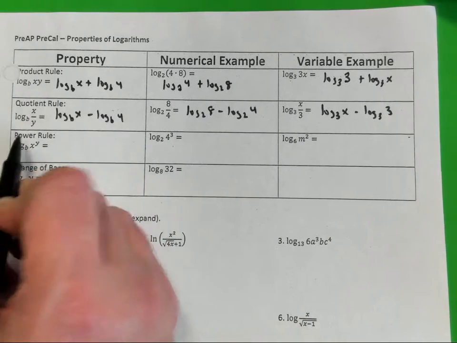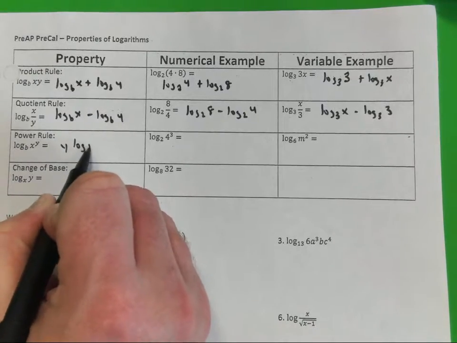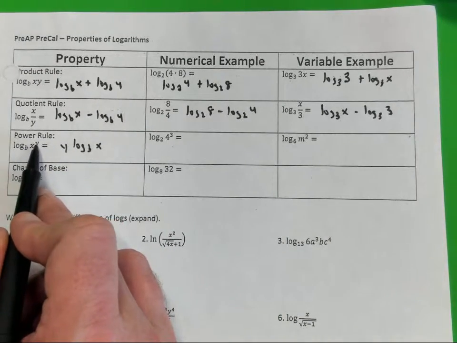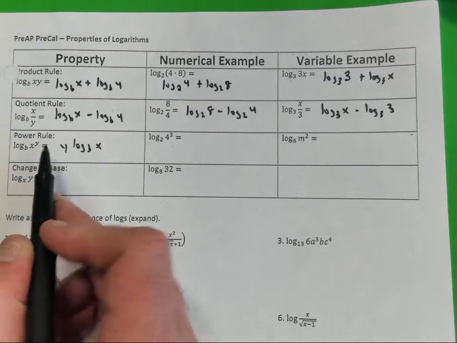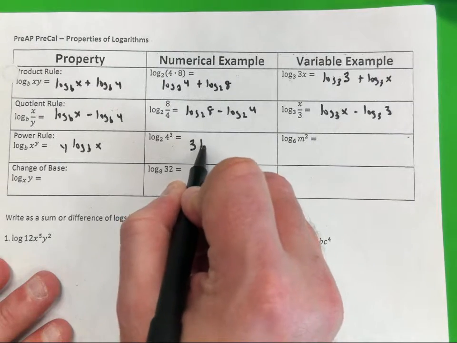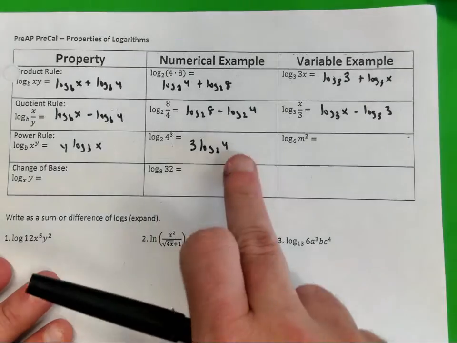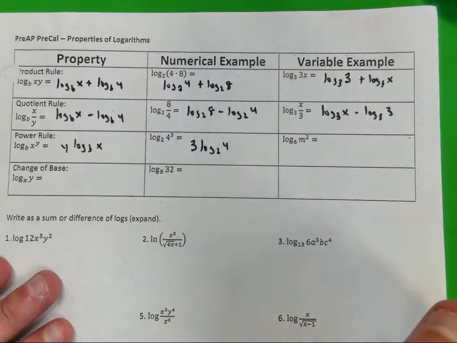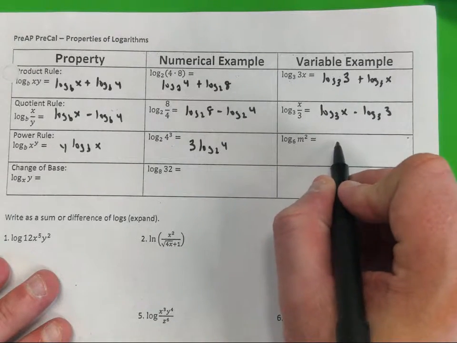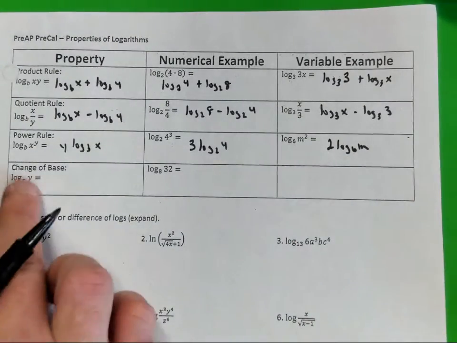Now remember power rule. What did power rule say? Take the exponent and put it in front of the what? The log. That just basically tells you that you bring the exponent. If this has an exponent, you bring it in front of the log. So this would be 3 log base 2 of 4. So whenever you see a big number in front of that log, know that it's really the exponent that goes with that number right there. And then here would be 2 log base 6 of m. We're going to save this one for later.